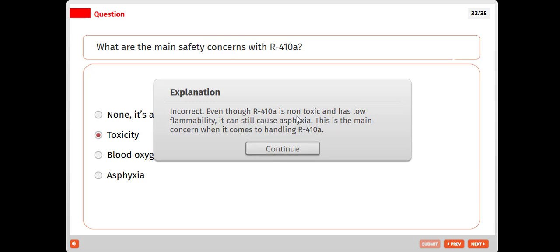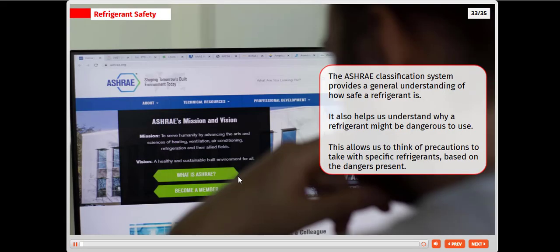Incorrect. It is non-toxic and has low flammability, but it can still cause asphyxia. That is the concern. The ASHRAE classification system provides a general understanding of how safe a refrigerant is.